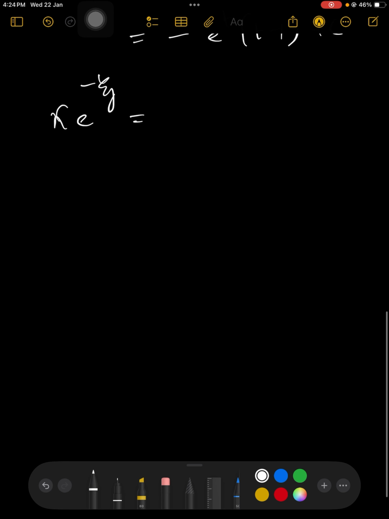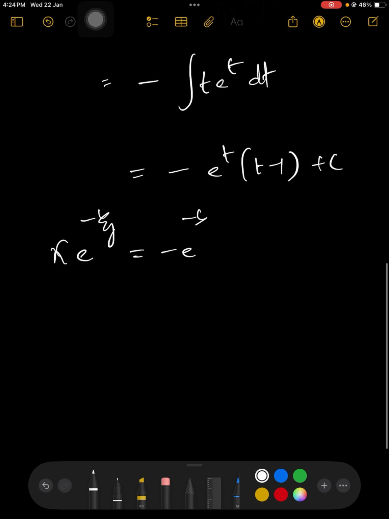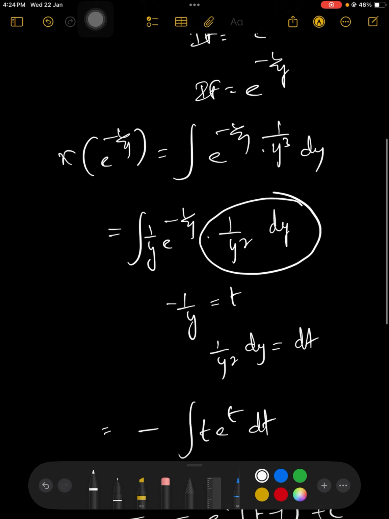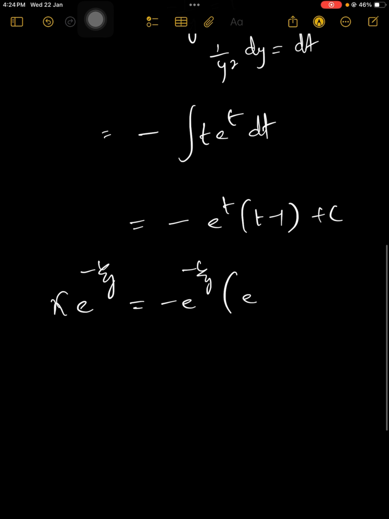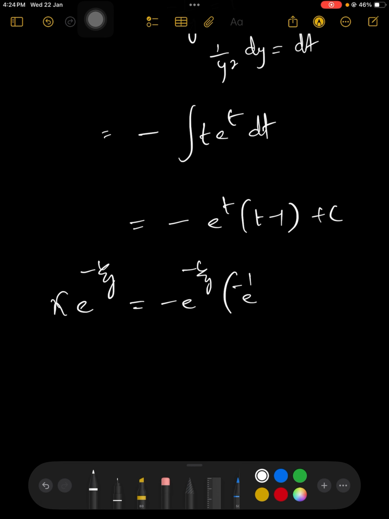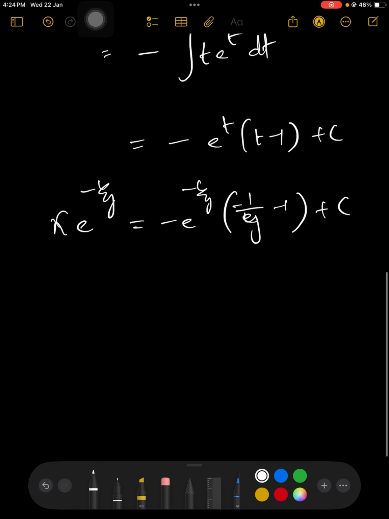And finally this is x into e power minus 1 by y, that is equal to minus e power minus 1 by y into (minus 1 by y minus 1) plus c. So you can multiply with minus, it will become plus, and finally x equal to 1 by y plus 1 plus c by e power 1 by y.